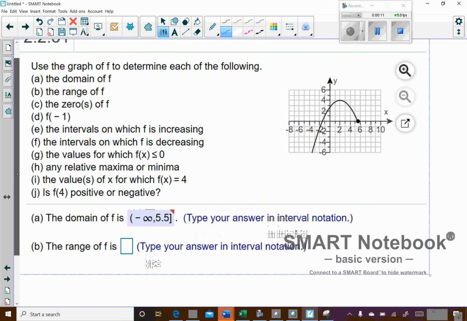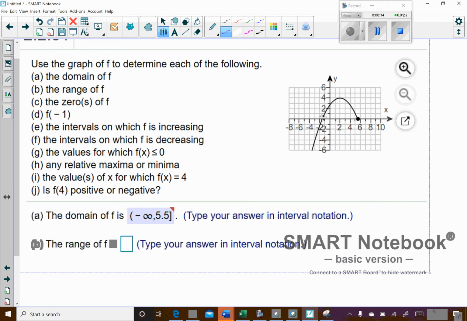So first part's just asking the domain. So domain are the x values. Basically this graph, we're going to assume it keeps going down and to the left. So it goes to the left indefinitely to negative infinity, but it looks like it stops right here. I think if we were to enlarge that, it would be 5.5, and actually we can see that's the answer right there, 5.5. So it might be worth enlarging, it might help.